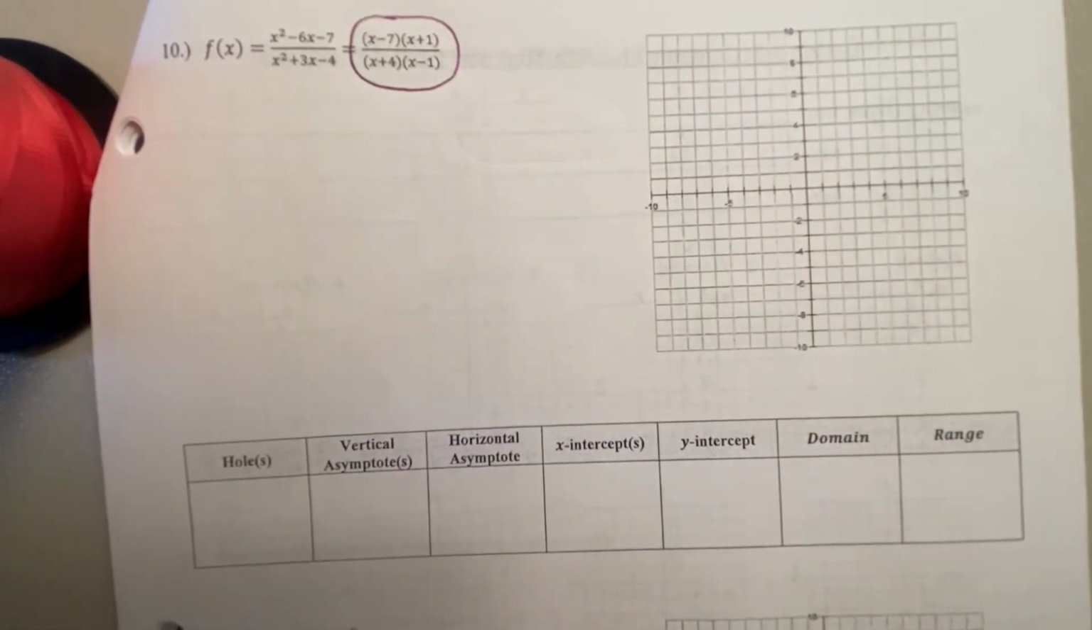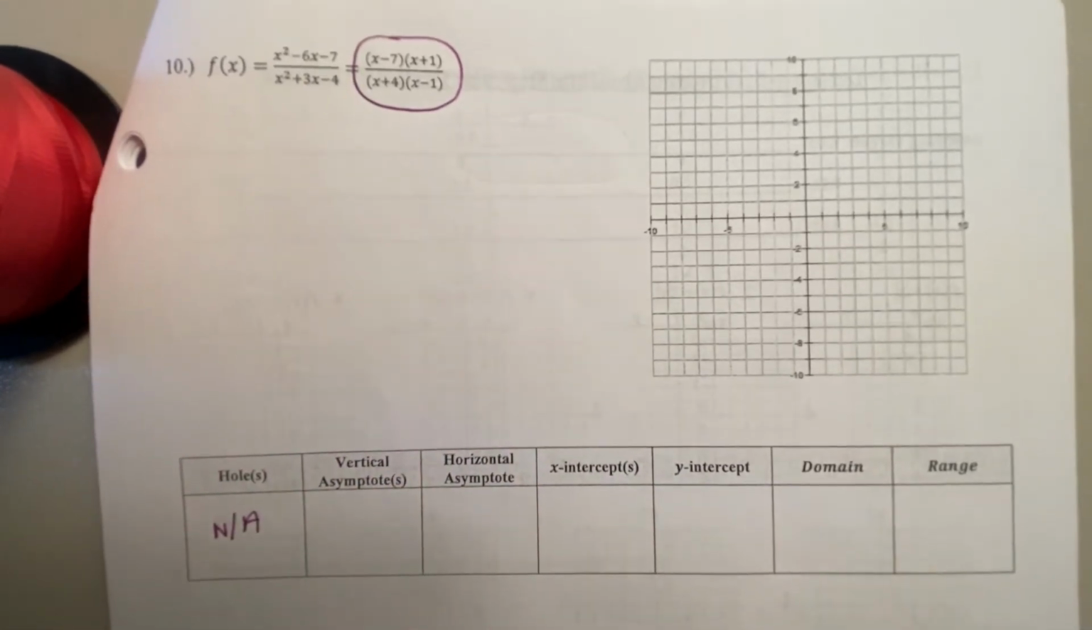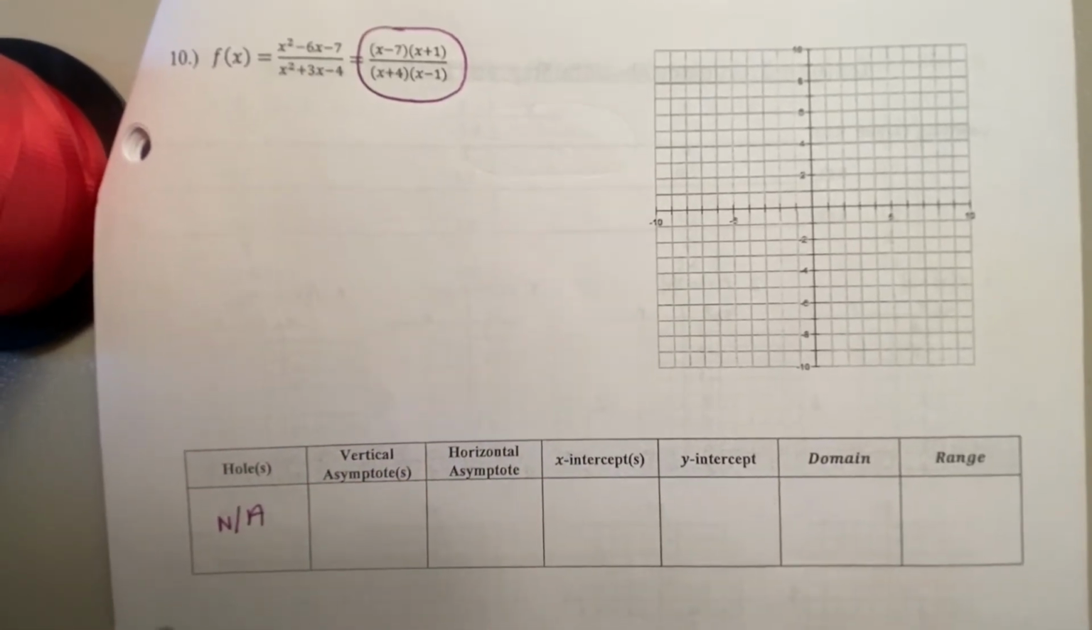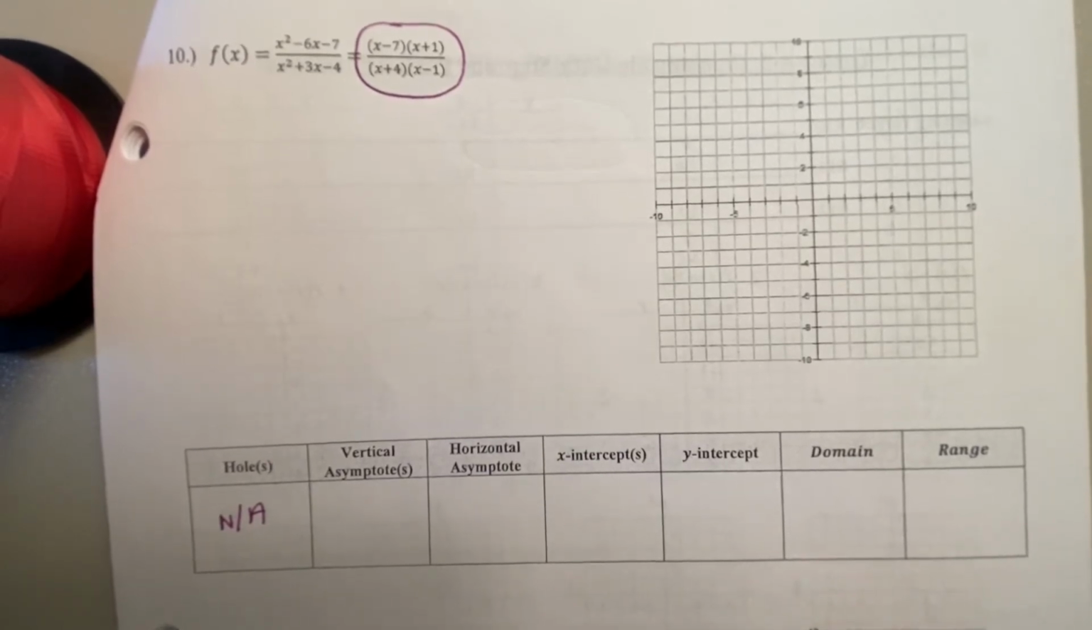Well, since nothing canceled out, that means we do not have any wholes. The only time you have wholes, remember, is if you can set the canceled out portion equal to 0, and then that would help you get your whole, but we do not have that here.